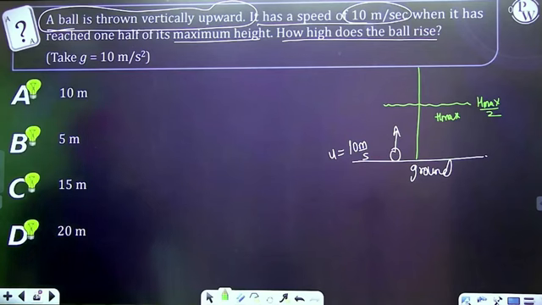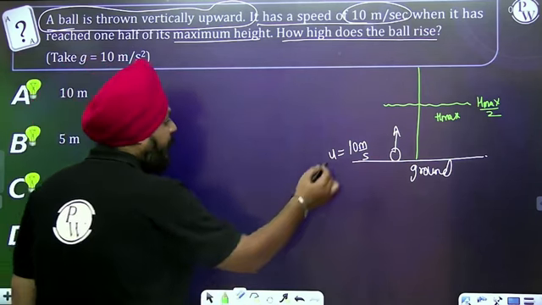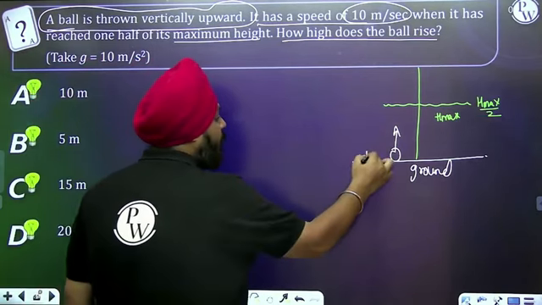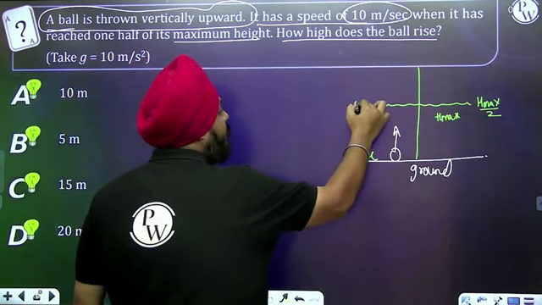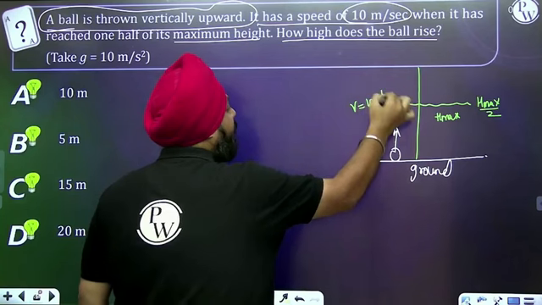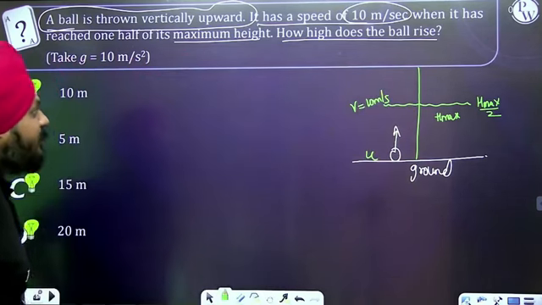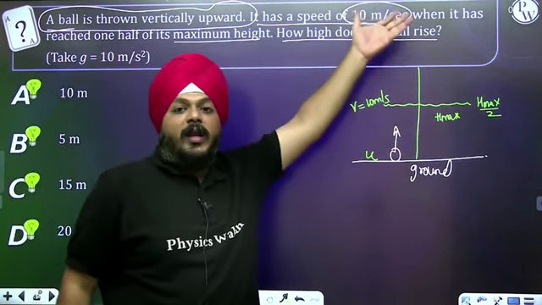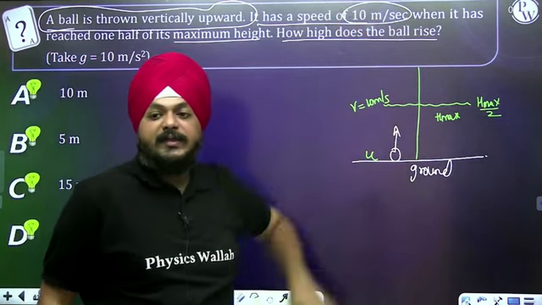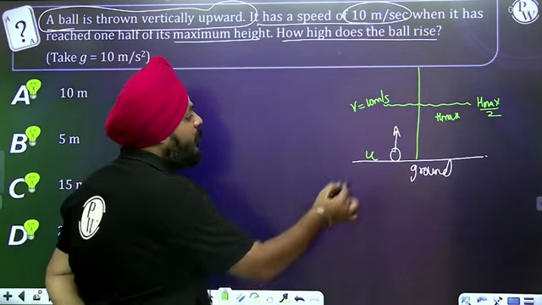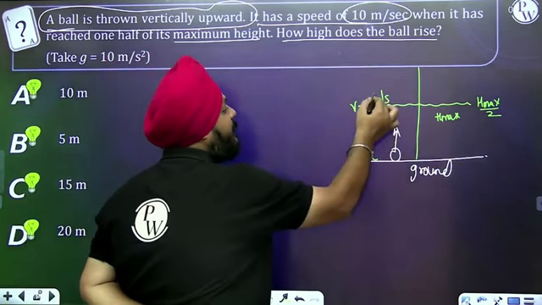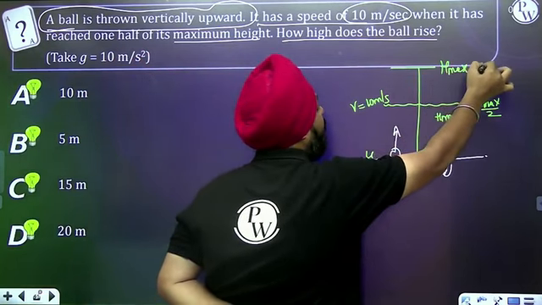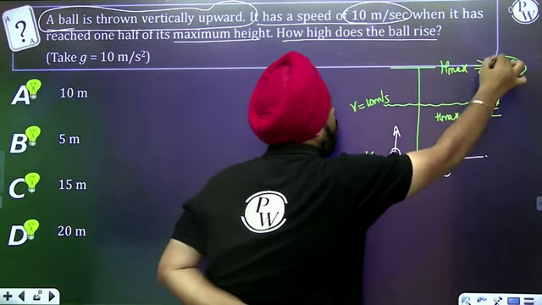I'm sorry, it is not thrown with 10 meter per second. It is thrown with u. When it reaches 1/2 of the maximum height, it is 10 meter per second. How high does the ball rise? It means we have to calculate the max height. So it is thrown with u. At half of the max height, we are having 10. At the max height, we are having the velocity as 0.